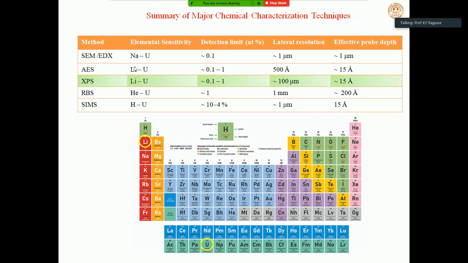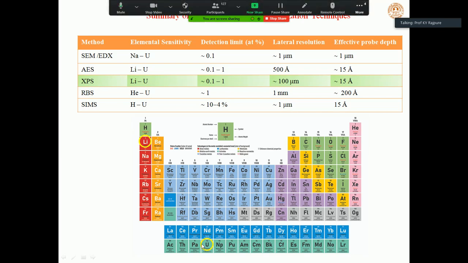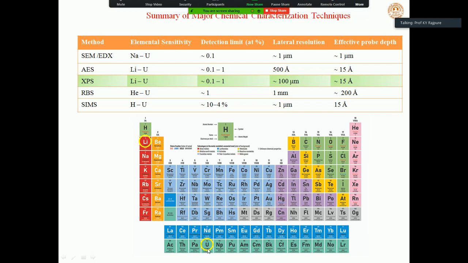With the help of electron spectroscopy, XPS, we can detect the elements from lithium to uranium in the periodic table. But if you want to cover the whole range of the periodic table, hydrogen to uranium, you need to go to SIMS.